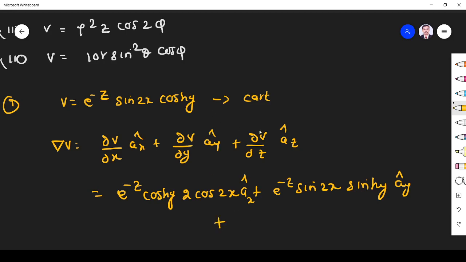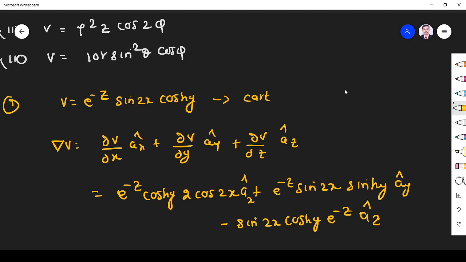Plus differentiate this with z. So when you differentiate with respect to z, these two are constant. sin 2x cosh y is constant, and differentiate e power minus z with respect to z, it will be e power minus z into minus 1, right? So that I make here as minus 1. So instead of that I put here minus 1. So az, simple answer, right?